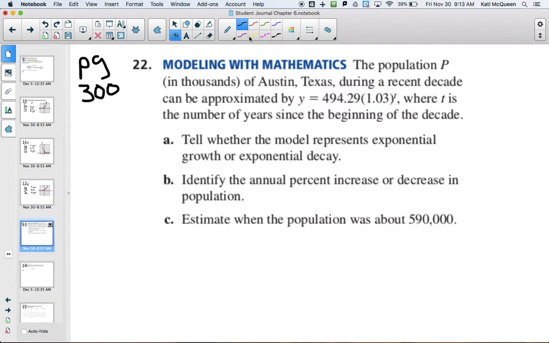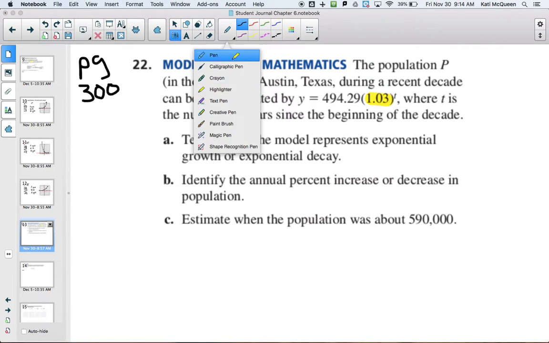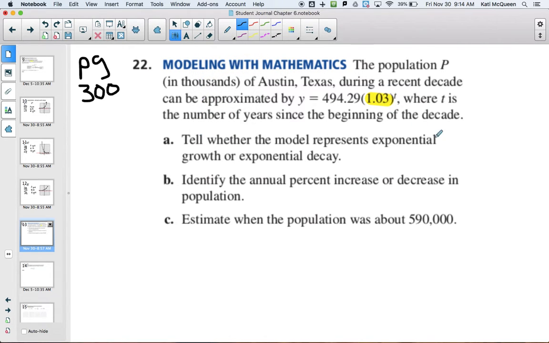So for that, I need to look at my base. So this 494.29 is not my base. That does not play into growth or decay. It's only the value that's being raised to the power. So since that base is 1.03, that's bigger than 1, so we would say this is growth. And my reasoning, even though it doesn't ask for it, is b is greater than 1.